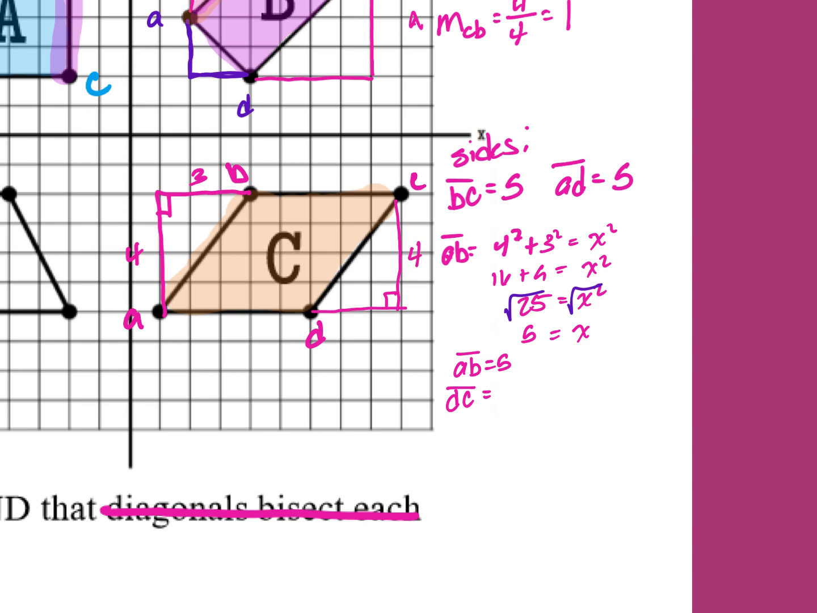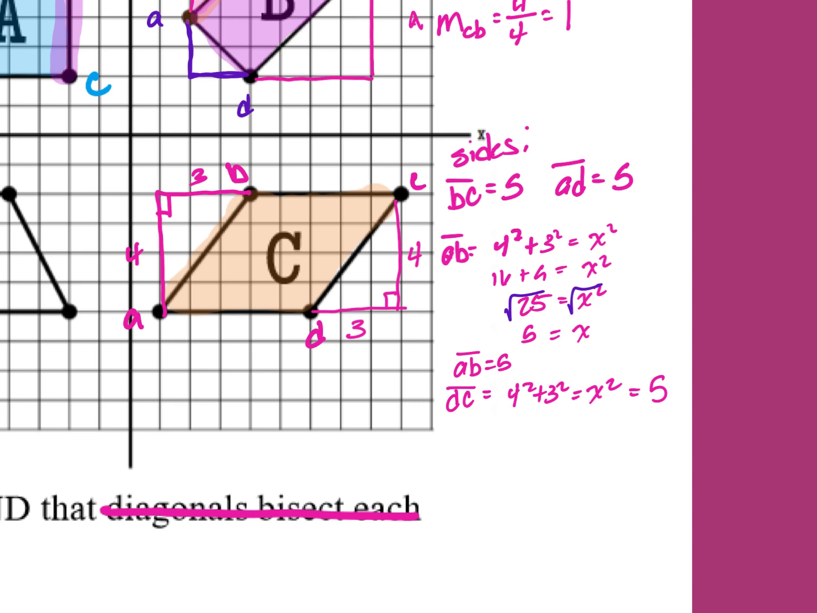How long's the side to side side? 3. Oh no. 4 squared plus 3 squared. Oh, isn't that exactly the same thing as what we just got done doing? Yep. What does x equal? 5. So are all my sides the same? All the sides are the same.